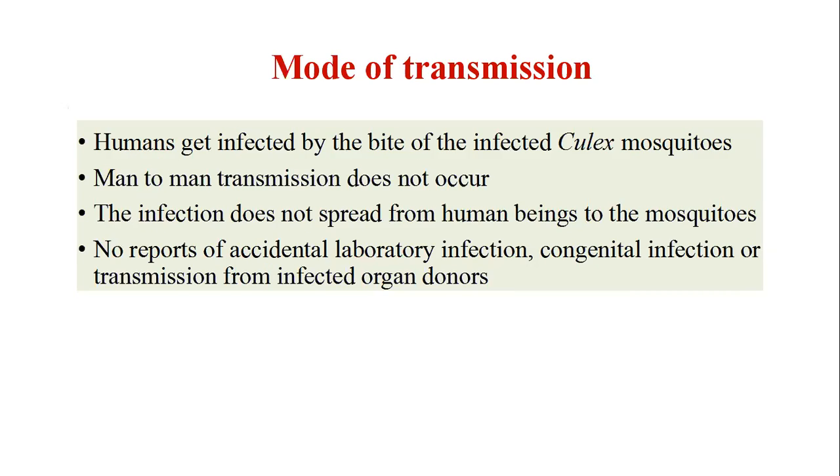The mode of transmission is that humans get infected by the bite of infected Culex mosquitoes. Man-to-man transmission does not occur, and the infection does not spread from human beings to mosquitoes. The reverse is not possible. Mosquito to human is possible, but from human to mosquito the infection doesn't spread. And no reports of accidental laboratory infections, congenital infections, or transmission from an infected organ donor are available.